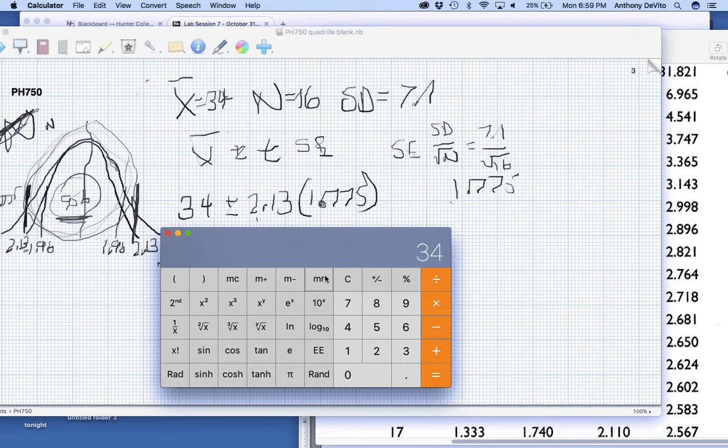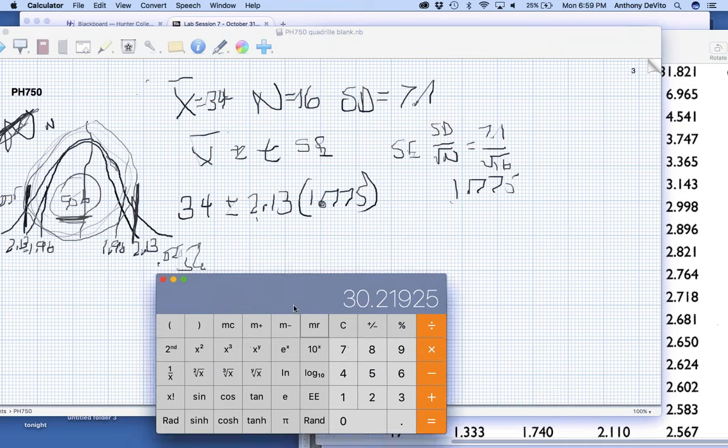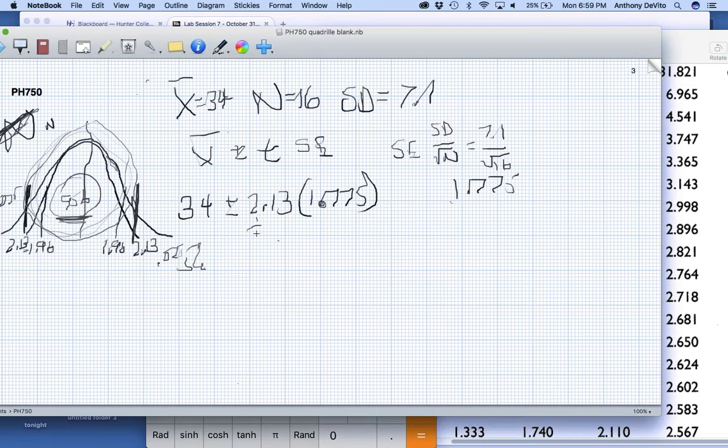Let me clear that. 34 minus our margin of error. I killed it, didn't I? Try this again. 2.13 times 1.775. Okay, I'm going to put that into my memory, and clear the register. Okay, 34 minus, call my memory. That's going to be 30.2, and round it off for our purposes.